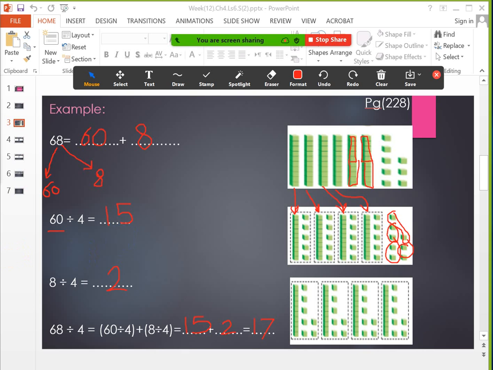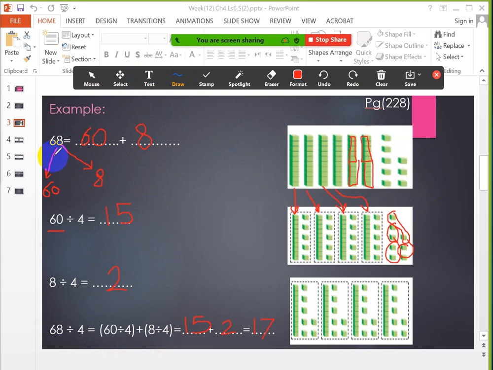Sir, my question is that I did not understand the last one. The last step here? Right here, okay. I will repeat again. Okay, Noura, could you please write your question in the chat? Let's repeat this example again: how I will divide 68 by 4 by using base 10 blocks.